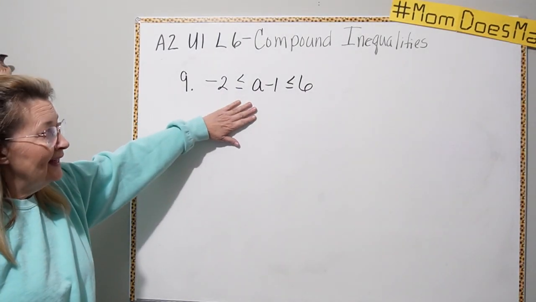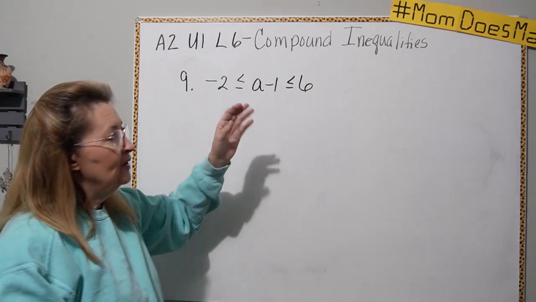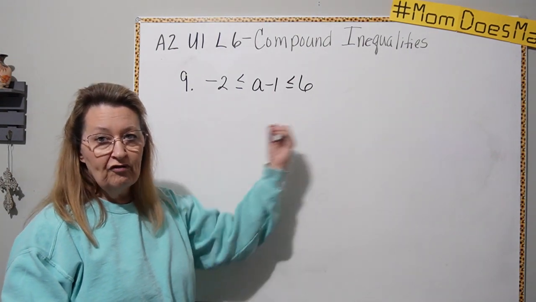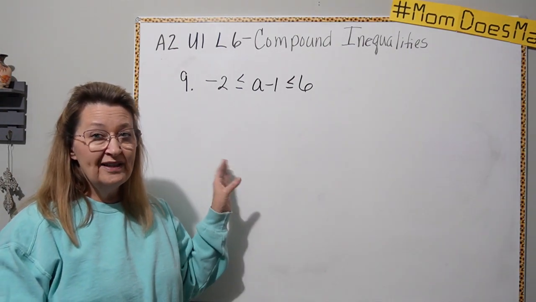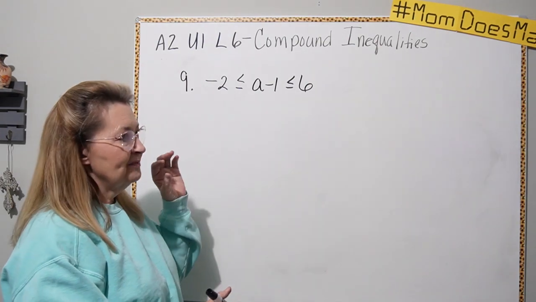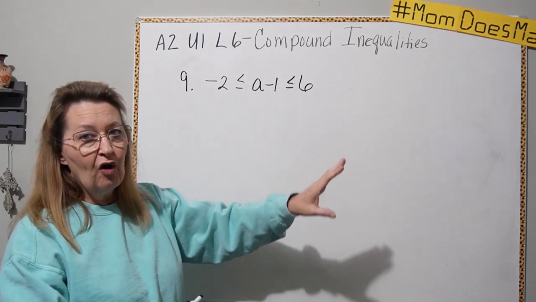Okay, on number 9, they give us the problem in condensed form. What you can do, you can split it back up if you want to and solve both of them, but it's pretty easy just to solve it all at one go. You just have to remember, instead of doing the same thing to each side, you have to do the same thing to all 3 parts.